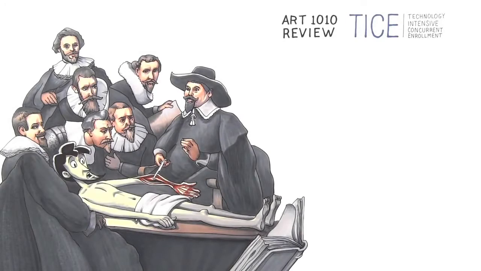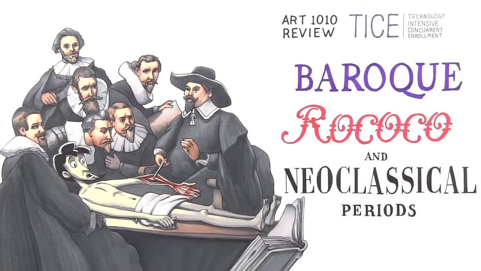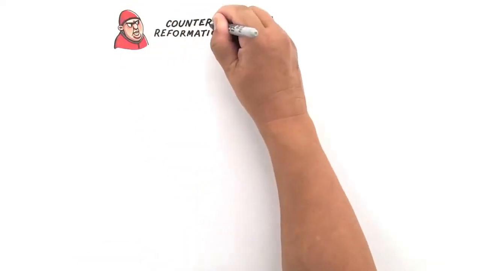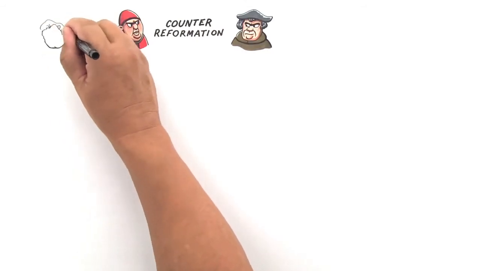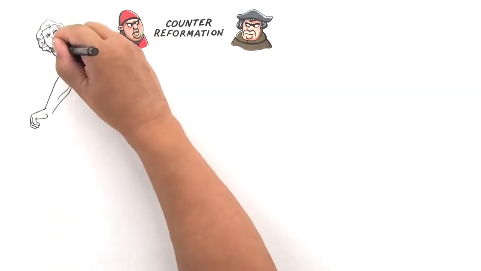Looks like we'll be talking about the Baroque, Rococo, and Neoclassical periods. Martin Luther's Protestant Reformation had really stirred the religious pot. In the early 1600s, the Catholic Church responded with a counter-reformation, which propelled the Baroque movement and its artistic aims of making Catholic theology appeal to the masses.